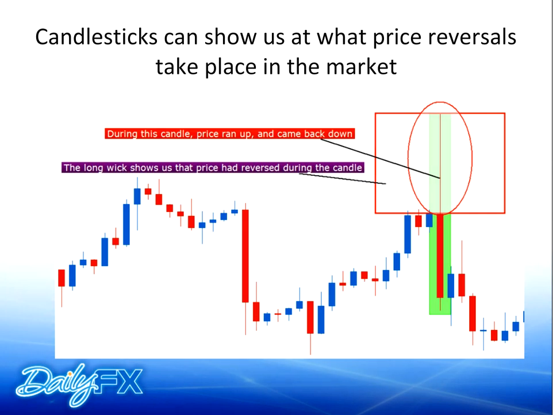We can even take this a step further and see at what price we'd actually seen that reversal take place. And what you see here is where a candle had moved up very, very quickly in price, but during that same bar, price moved down very quickly. Notice the long wick that's exposed to the upper side of the candle? Well, that indicates that price had moved down very, very briskly while this candle was being formed.